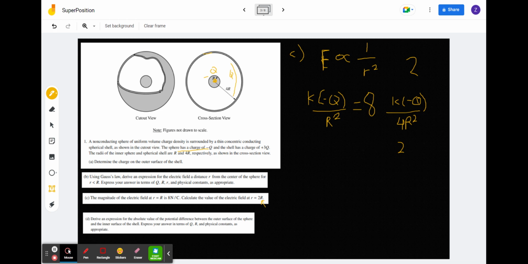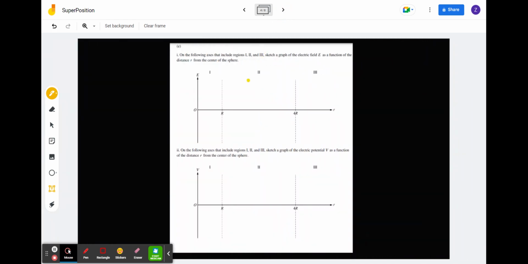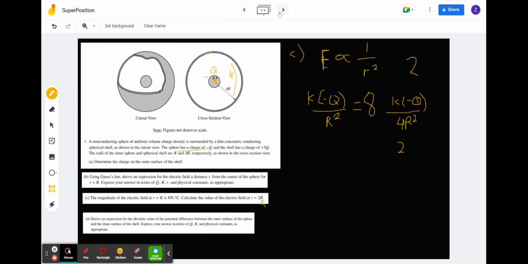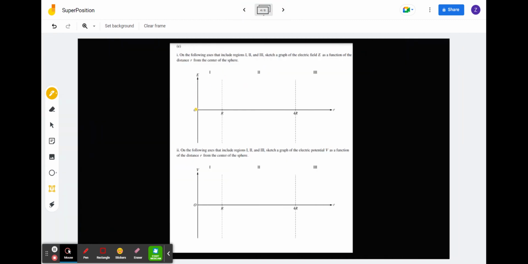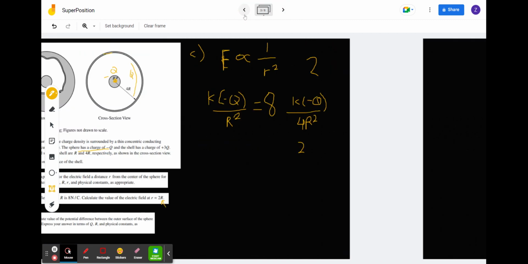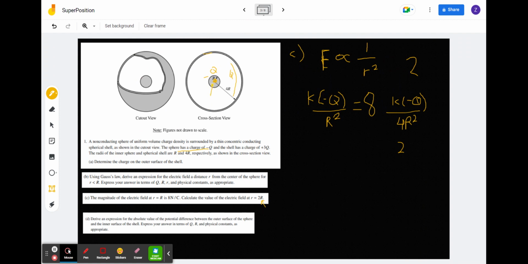And D we'll discuss in a later video. Now for E. On the following axes that include regions 1, 2, and 3, sketch a graph of the electric field E as a function of the distance r from the center of the sphere. Okay. So part 1 is from 0 to r, which means inside the sphere.